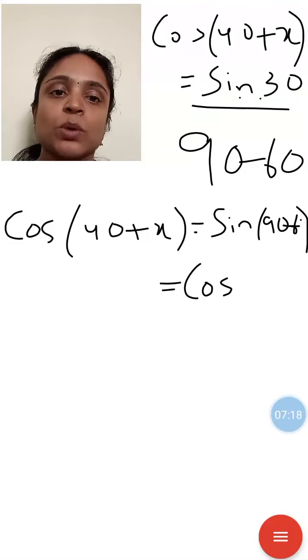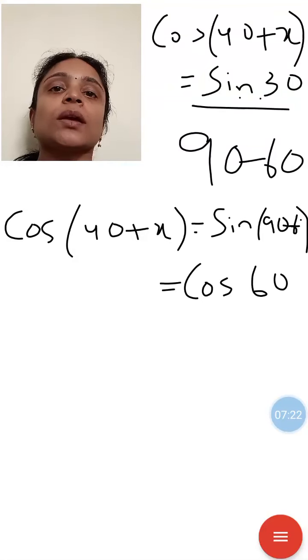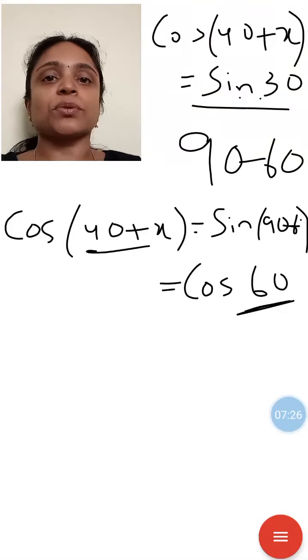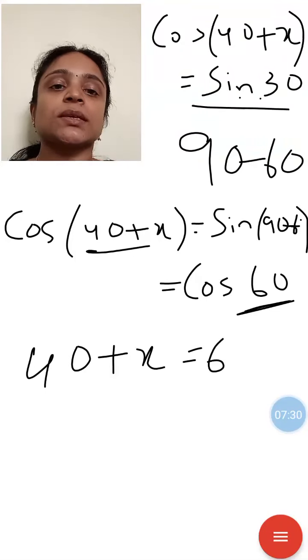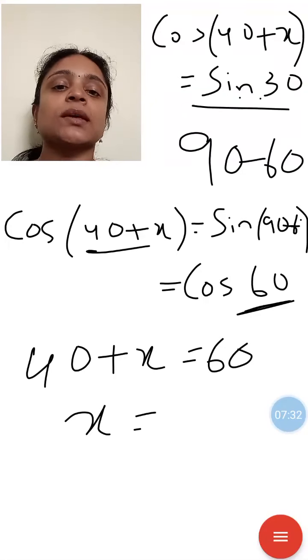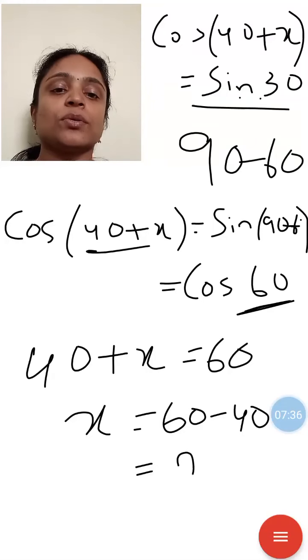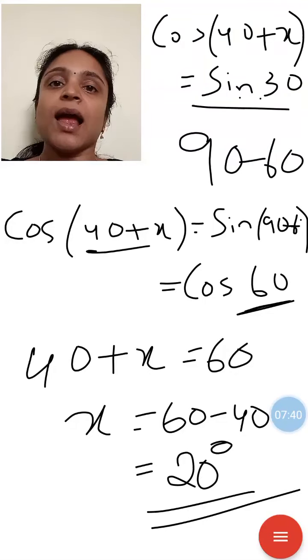cos 60, right? So, here 40 plus x and 60, cos 40 plus x equal to cos 60, which means 40 plus x equal to 60. So, what is the value of x? 60 minus 40, which is equal to 20. So, x equal to 20 degree is the answer. Understood?